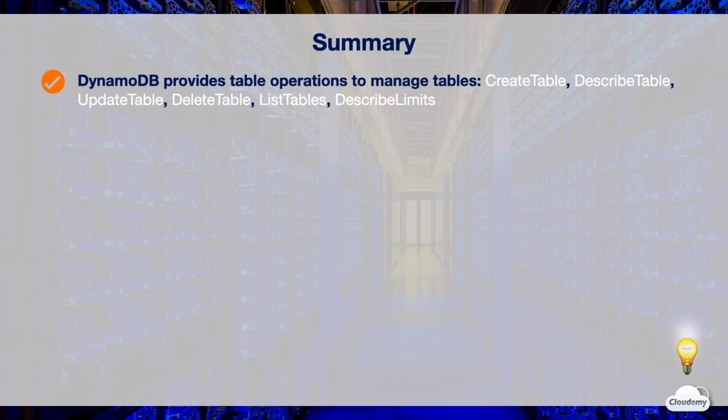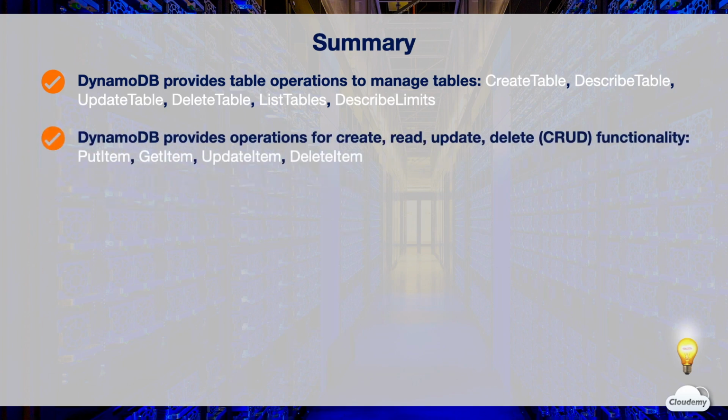DynamoDB lets you manage tables using table operations. CreateTable allows you to create a table. DescribeTable returns the table information. UpdateTable allows you to modify throughput settings, change capacity mode, update GSIs, and enable or disable DynamoDB streams. DeleteTable lets you delete a table. ListTables returns a list of tables in your AWS account in a specified region. DescribeLimits returns regional quotas of WCUs and RCUs in your AWS account.